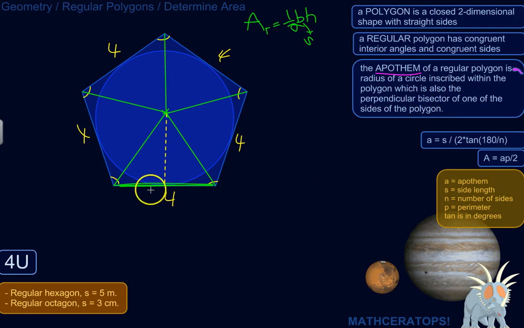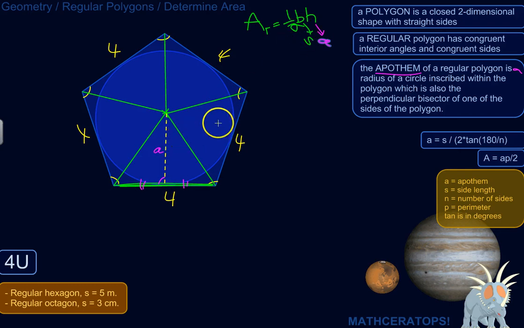which is also the perpendicular bisector of one of the sides of the polygon. So this side is congruent with that side, and this is a 90 degree angle. Let's call that little a for apothem. So all we really need is this: 1/2 base, which is just the side length, which we'll call s, times the height, which is the apothem. And that's one of the triangles.